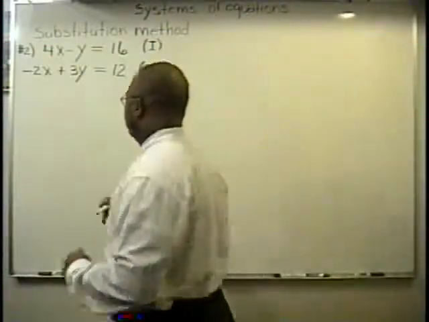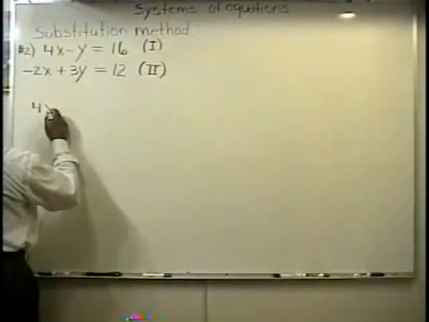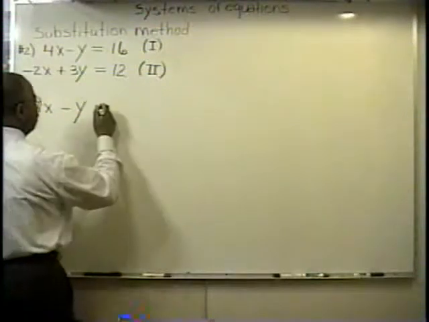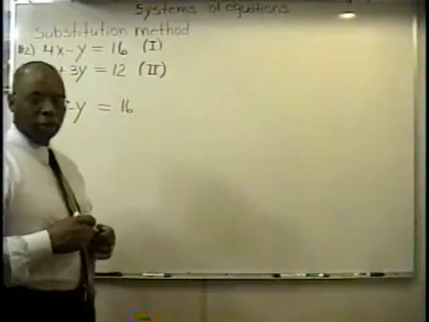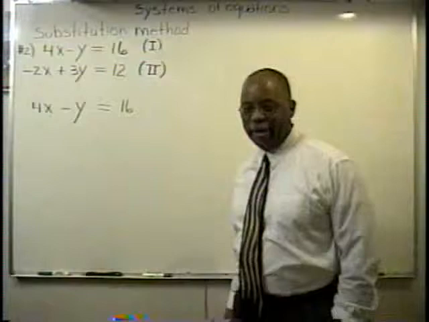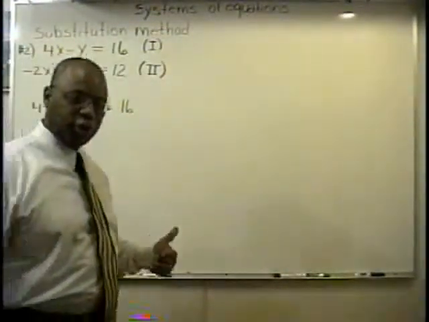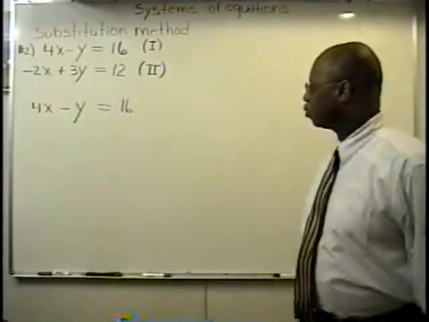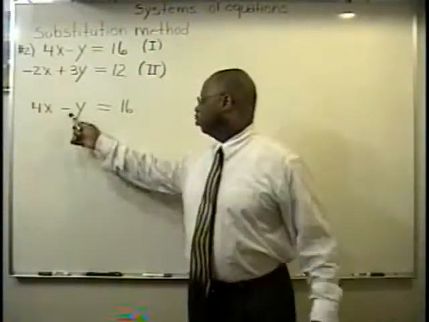So let me write down equation 1, and then let's solve for y. So now for equation 1, I have 4x minus y. That's equal to 16. Now I need to get the y by itself. So where do I start to do that? What is the next thing I need to do to get this y, the y expression, in a term by itself? What has to go? We're on the left side of the equal sign.